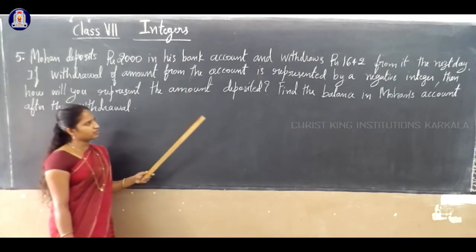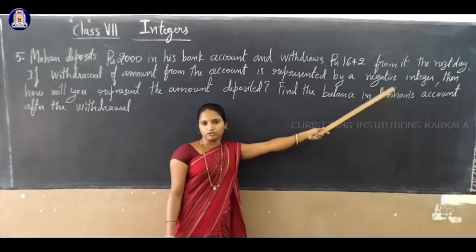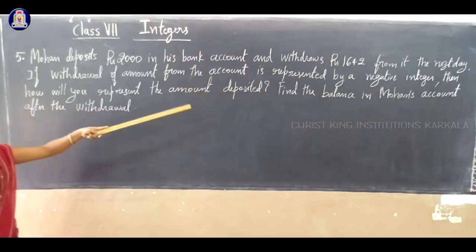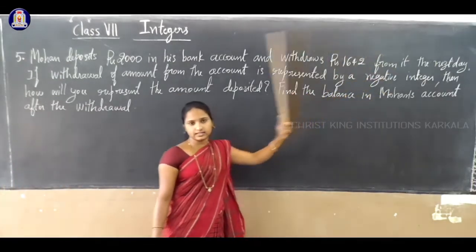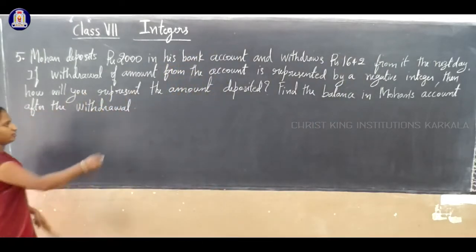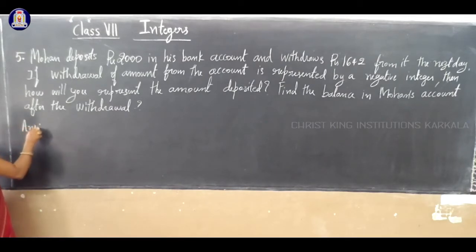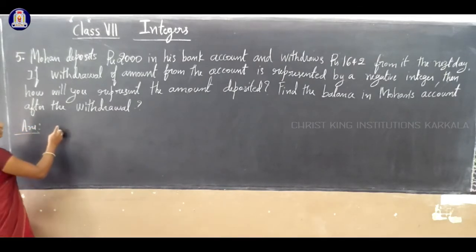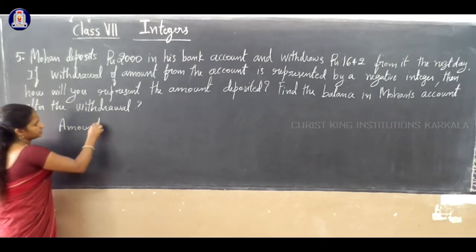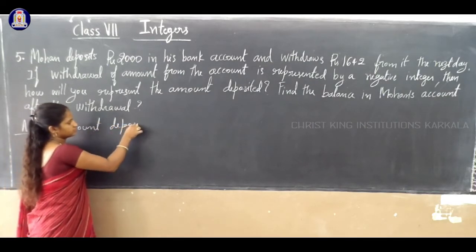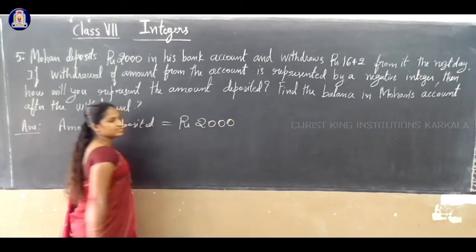Clear? So one more question: find the balance in Mohan's account. Now after withdrawal of money, what is the remaining money? So find the balance in Mohan's account after the withdrawal. First you have to write what is given in the question. Amount deposited is rupees 2000, right? So rupees 2000 is deposited.